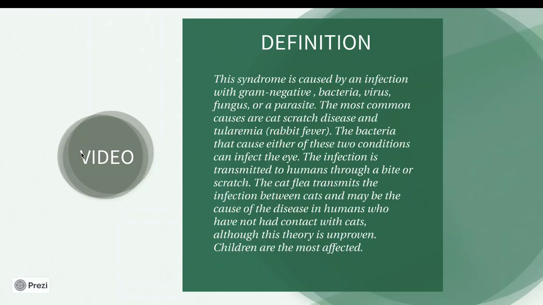The bacteria that cause either of these two conditions can infect the eyes. The infection is transmitted to humans through a rabbit or cat scratch. The cat flea transmits the infection between cats and may be the cause of disease in humans who have not had contact with cats. Children are the most affected.